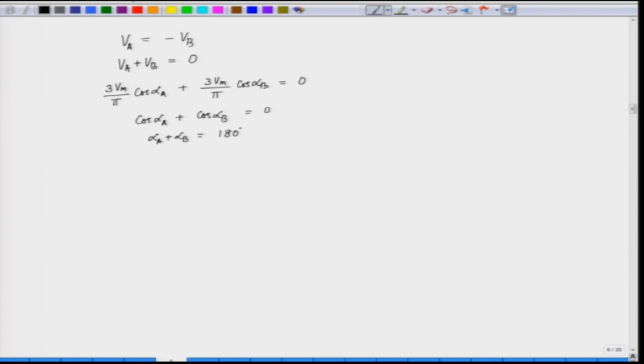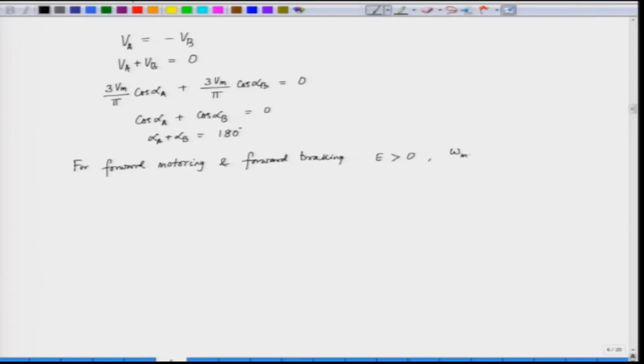Now, for forward motoring and braking, we have to make sure that the drive operates in all 4 quadrants. So, for forward motoring and forward braking, the back EMF is positive, E is positive. When you say forward, the speed is positive. So, it means the speed is higher than 0.